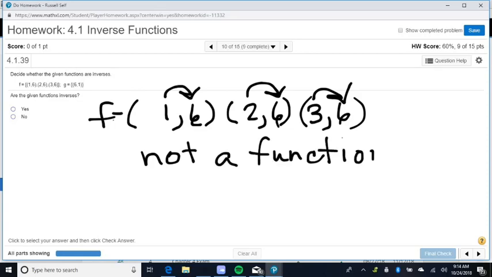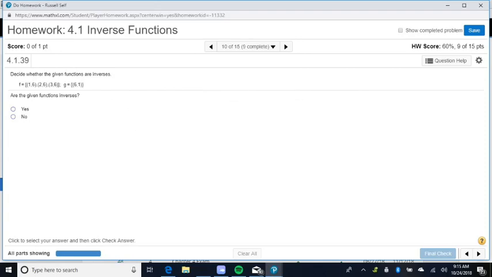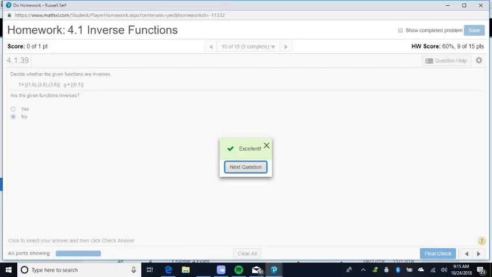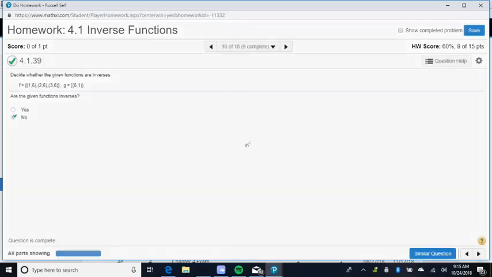Remember, every x value has to lead to a unique y value. So I don't care if they say they're inverses or not. If it's not a function, it's not going to have an inverse. So this one is not going to happen. All right? So you see how important it is to understand if something is a function, because they can look as if they're inverses, but they're not. This one doesn't even look like it anyway, but still. You have to check to see if it's a function first.